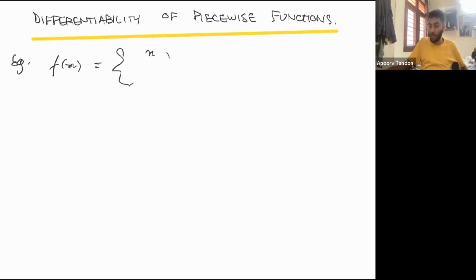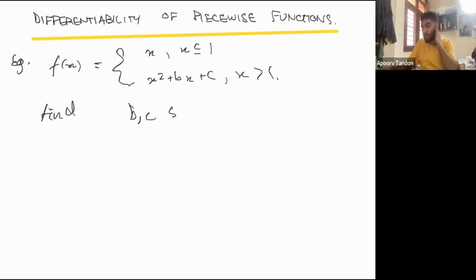A function that is broken at a particular point in its domain and divided into two different functions about that point. In this question, what we have to do is find b and c such that f of x is differentiable at all points in its domain.